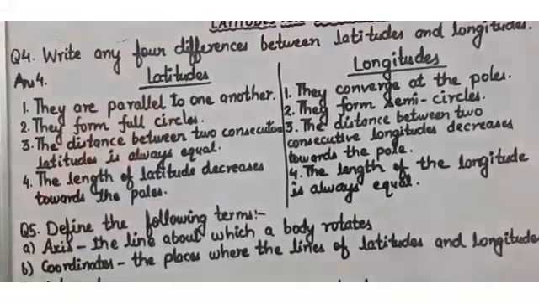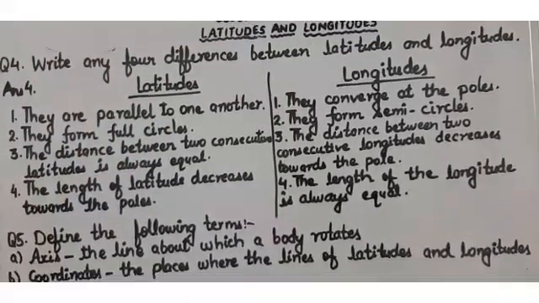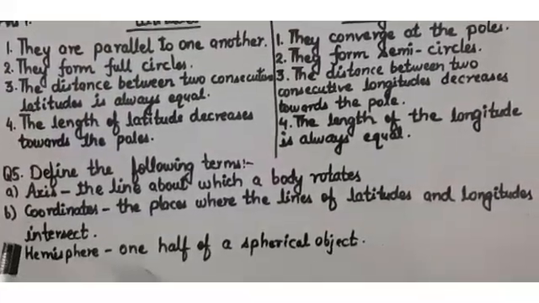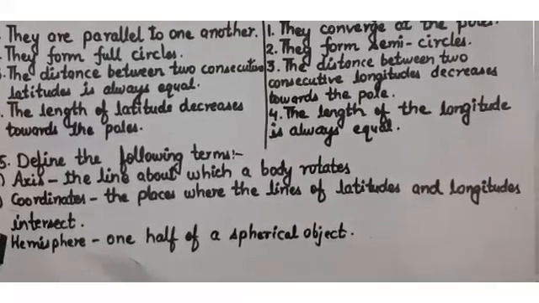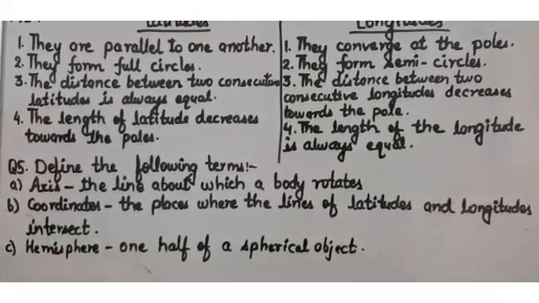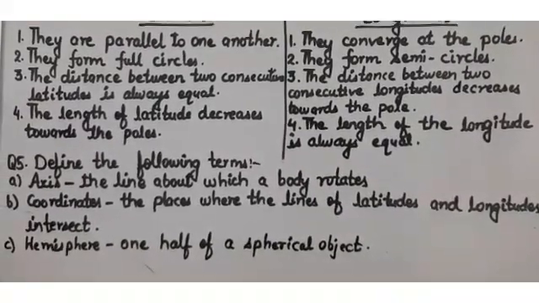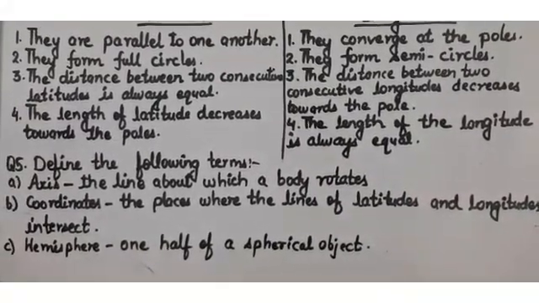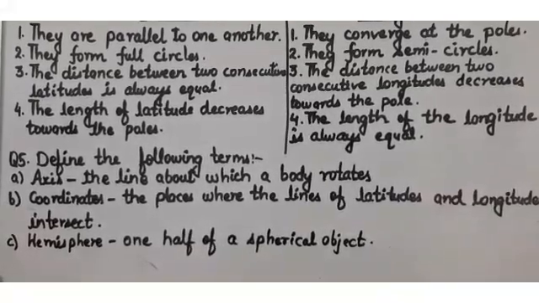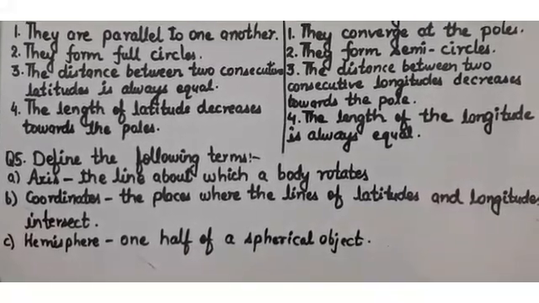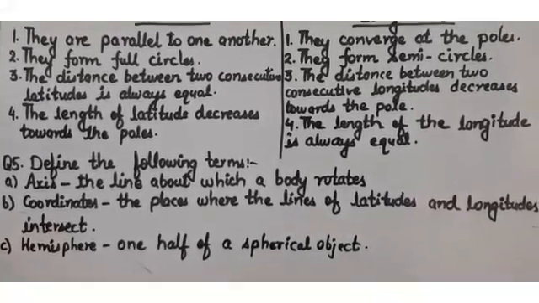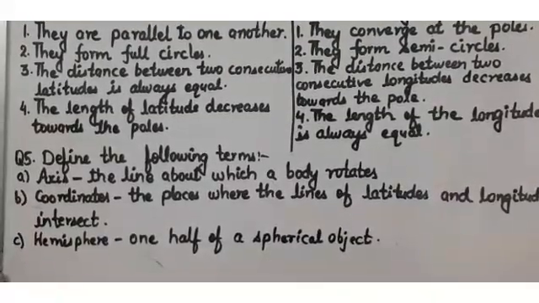Third comes hemisphere. Hemisphere means the half part of a spherical object. Spherical means a round object. If you see the half, it is called hemisphere. It is like a bowl. So these are the revision work of lesson number 5, latitudes and longitudes.